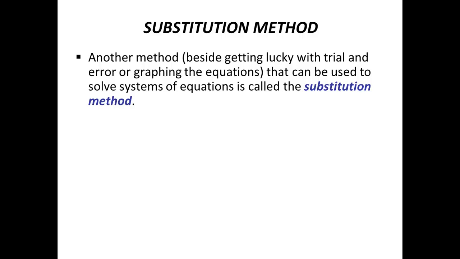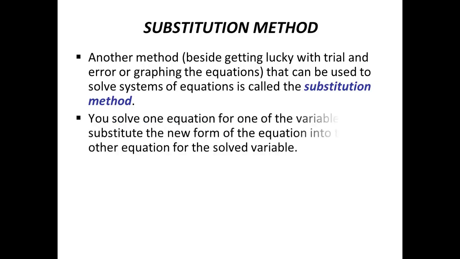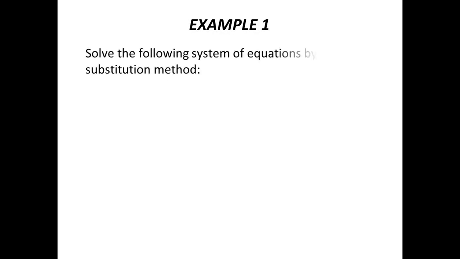The substitution method is an algebraic approach to solving a system of linear equations. It is called this because you take one equation, solve for one of the variables, and substitute that into the second equation, which will yield one of the two solutions, either x or y. This is actually a double substitution method.